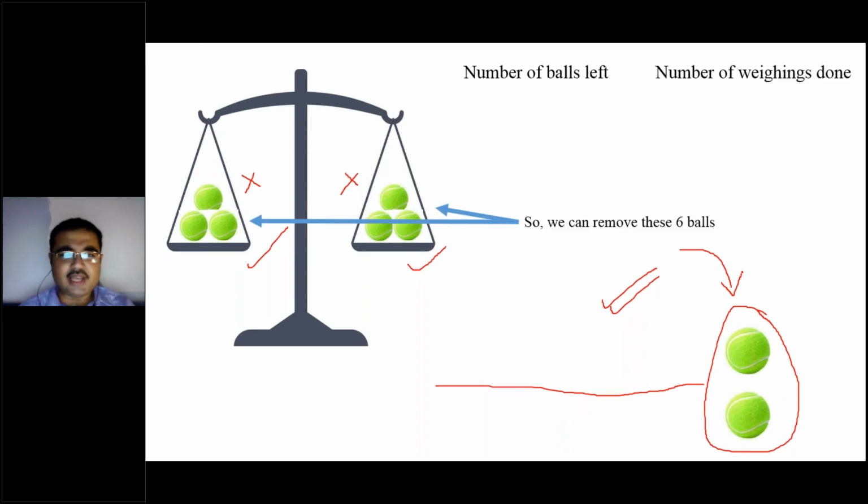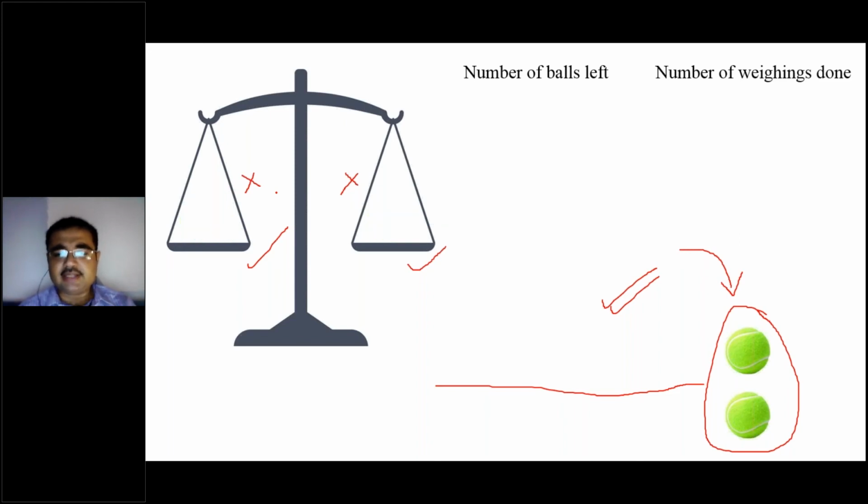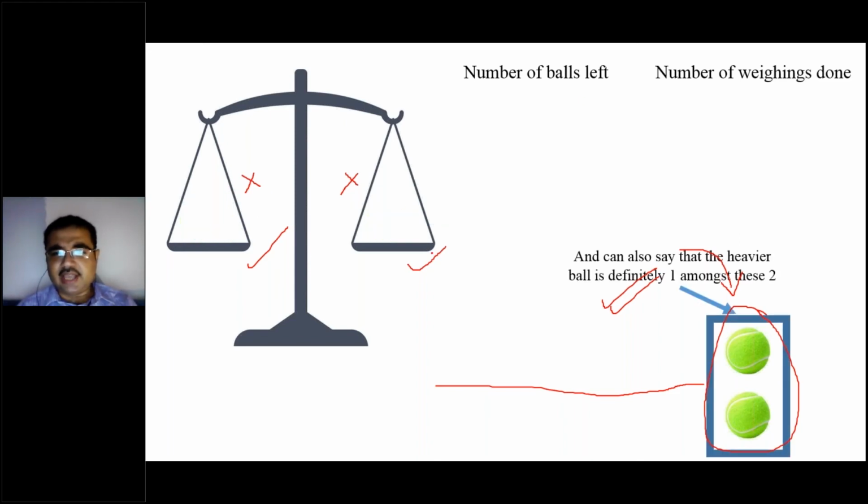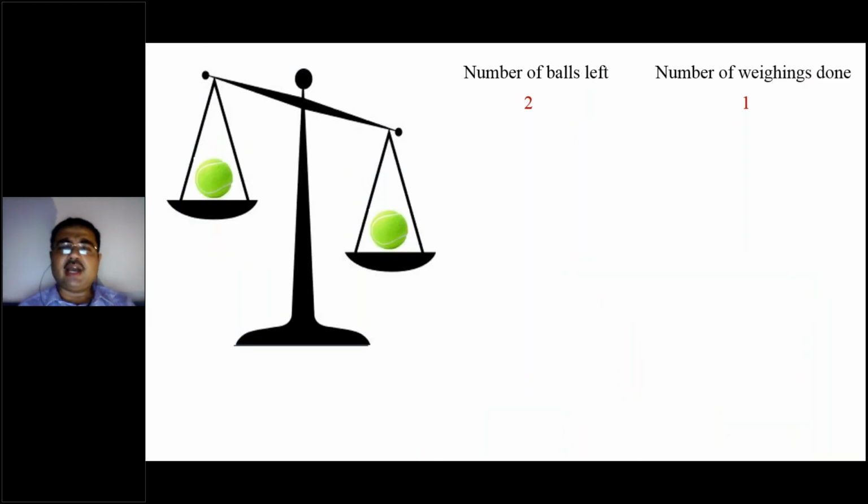What can I say? We can remove these 6 balls. The heavier is not present here. And what can we say? The heavier ball is definitely one amongst these 2. Isn't it so? If it goes like this, the number of balls left in this example is 2. The number of weighings done is 1 till now. But this is not the only case. Let's proceed.